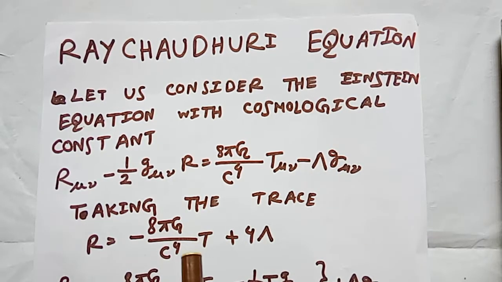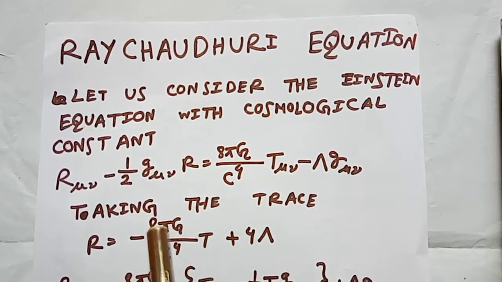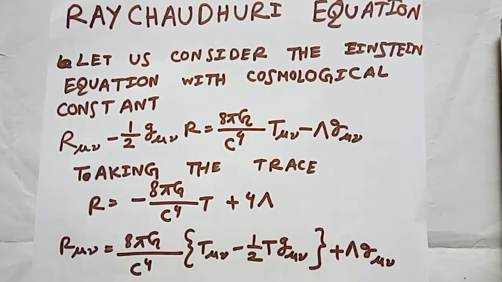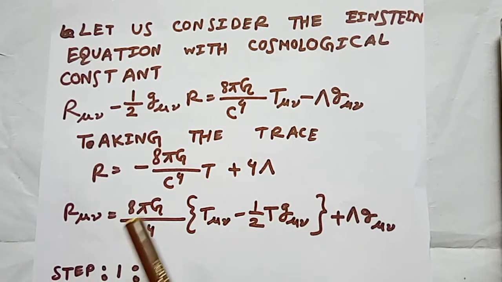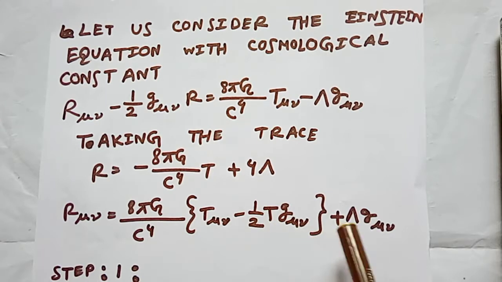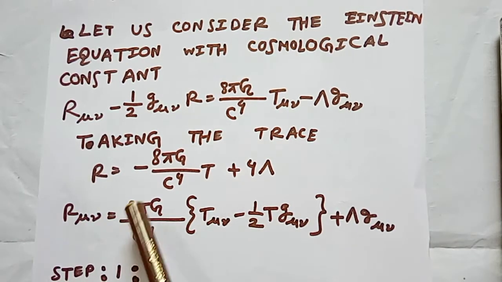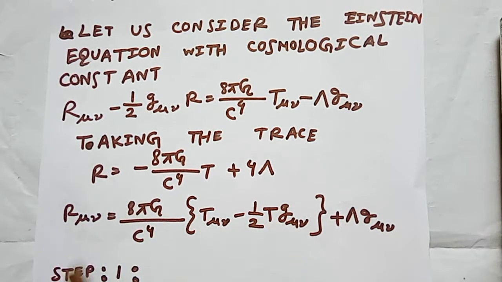Taking the trace of this, we have the trace of R mu nu equal to minus 8 pi G over c to the power 4 T plus 4 lambda. Now putting in this value, we have R mu nu equal to 8 pi G over c to the power 4 of T mu nu minus half T g mu nu, plus lambda g mu nu. Now this is the Einstein equation in terms of the energy momentum tensor.